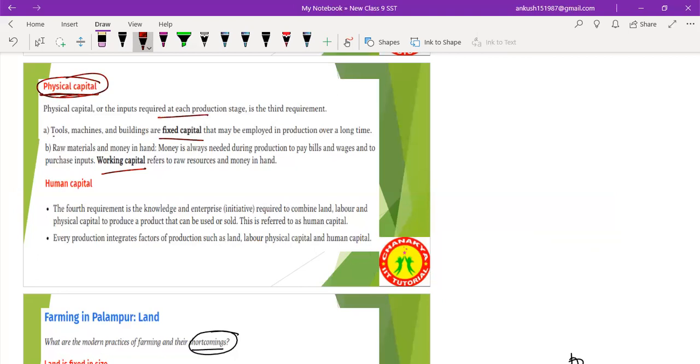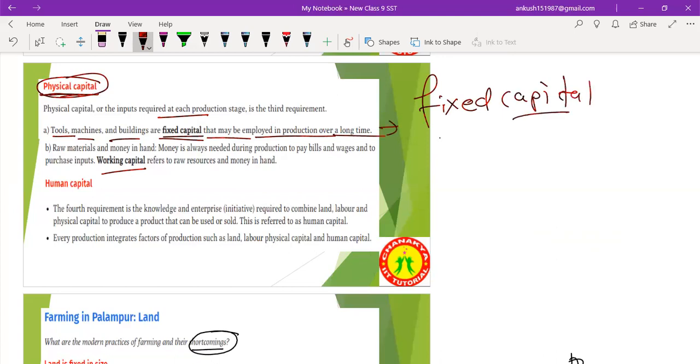We'll see that. Tools, machines, and buildings are fixed capital that may be employed in production over a long time. What is fixed capital? Fixed capital is something to be purchased once. We need not put our capital into this every time, like machineries, tools, and buildings. Once you establish the building for the firm, no need to build the building every year. Is it necessary? No. So that would be your fixed capital.